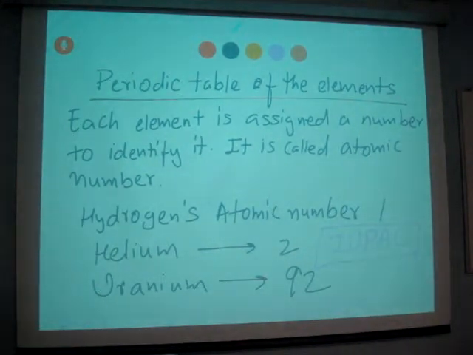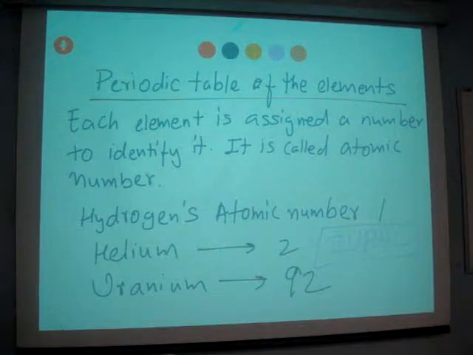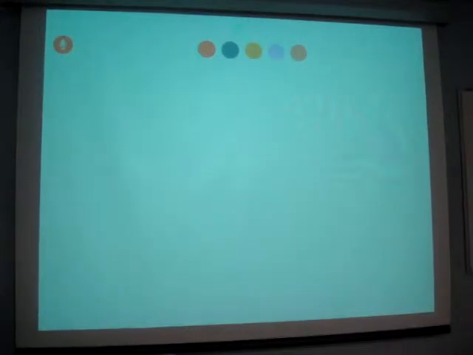And we know that each element has a different atomic number in the periodic table, and you see hydrogen has 1, helium has 2, uranium has 92. Now we are going to define the law of definite composition.